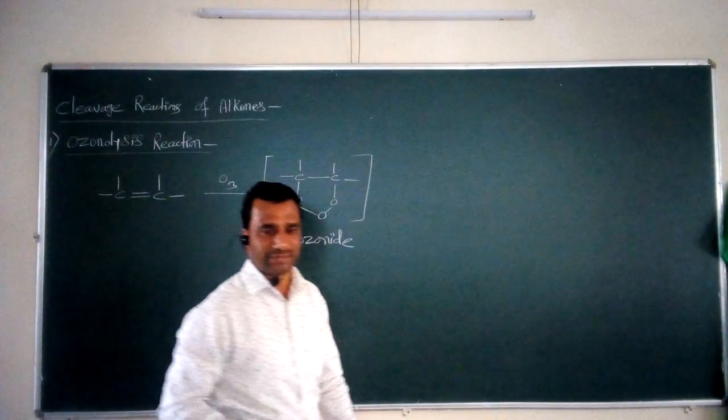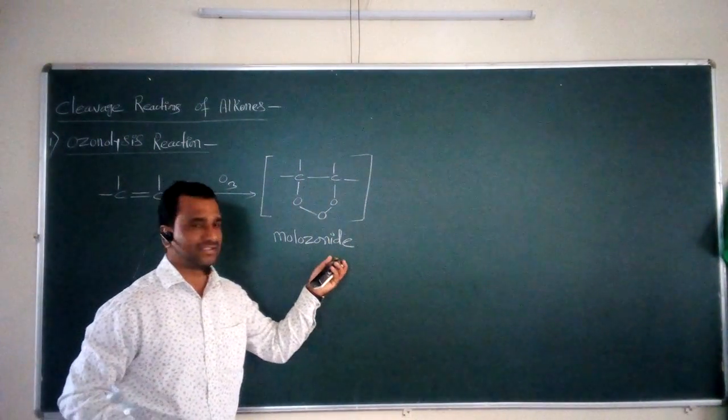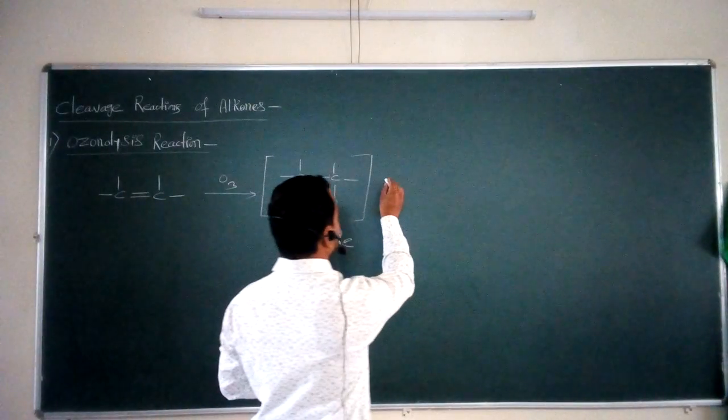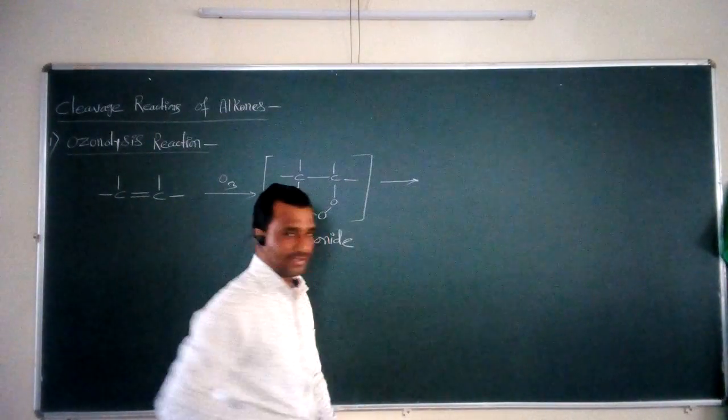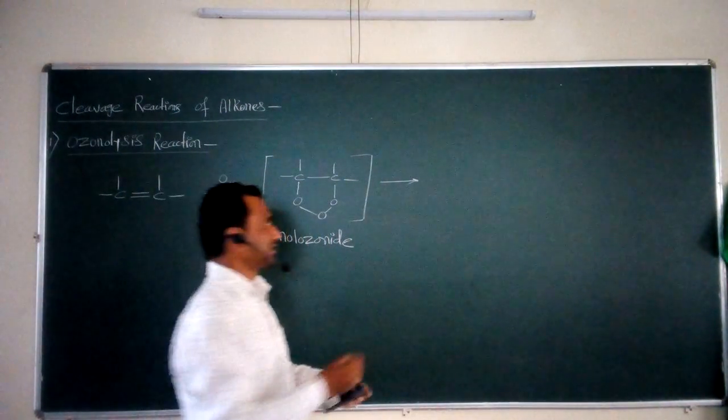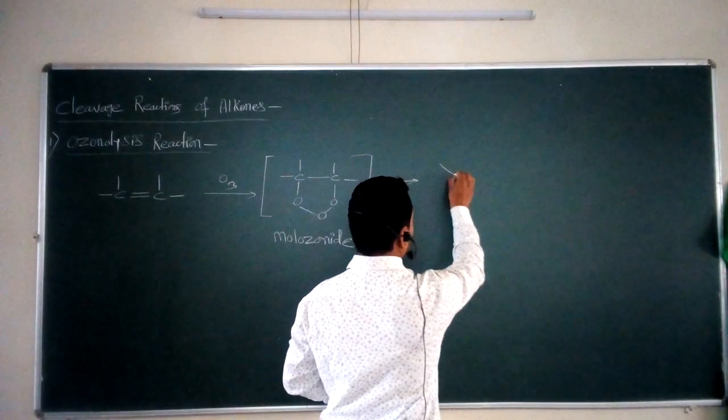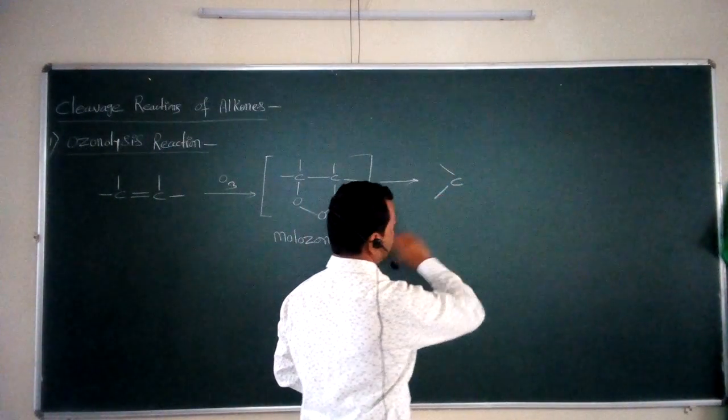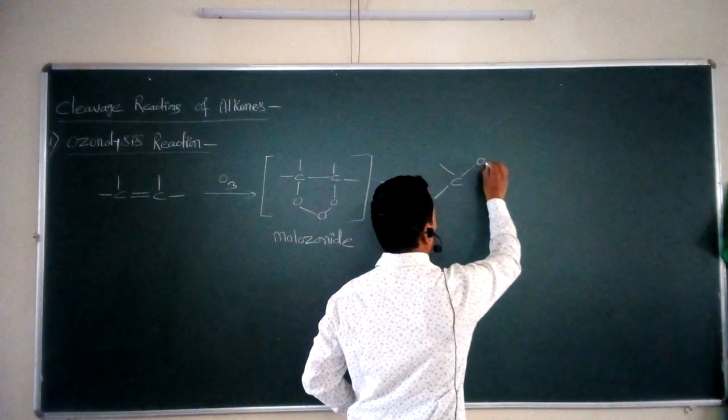After the molozonide formation takes place, we know that it is highly unstable, so it gets converted into the next stable species. It gets converted into the next stable species, and that is a carbon, this is oxygen.